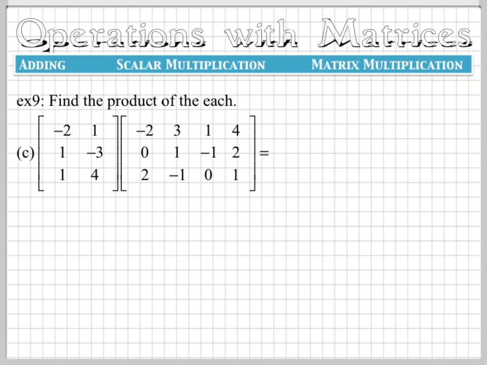So let's check our orders really quick. I've got to show you this. All right, what's the order of this one? It's a 3 by 2. And what's the order for this one? 3 by 4. Do these numbers match? No. So you cannot do this one.